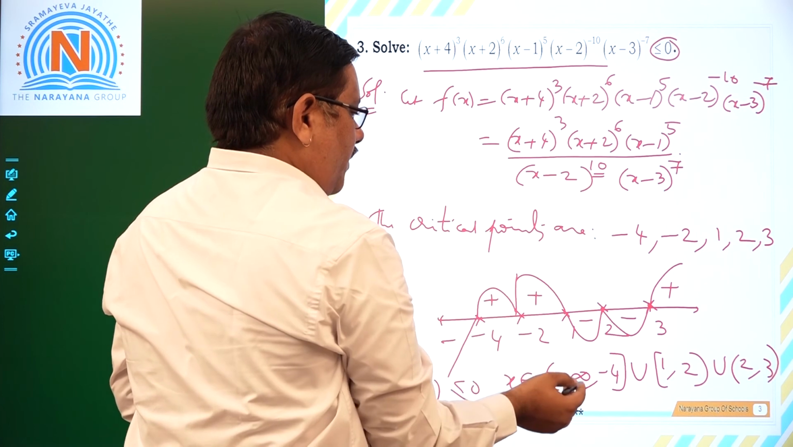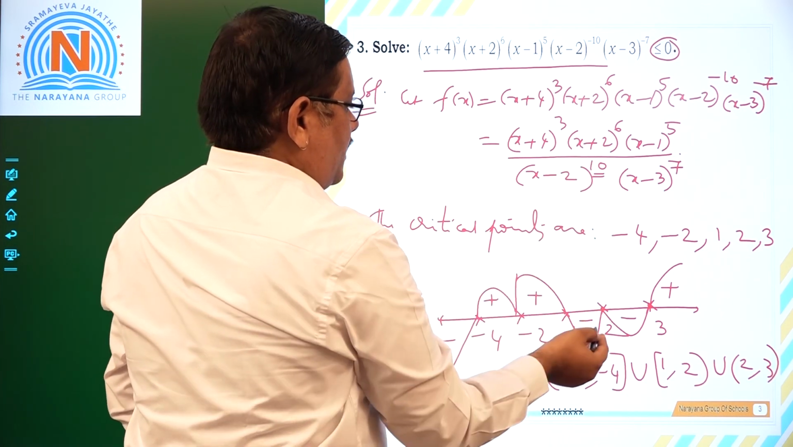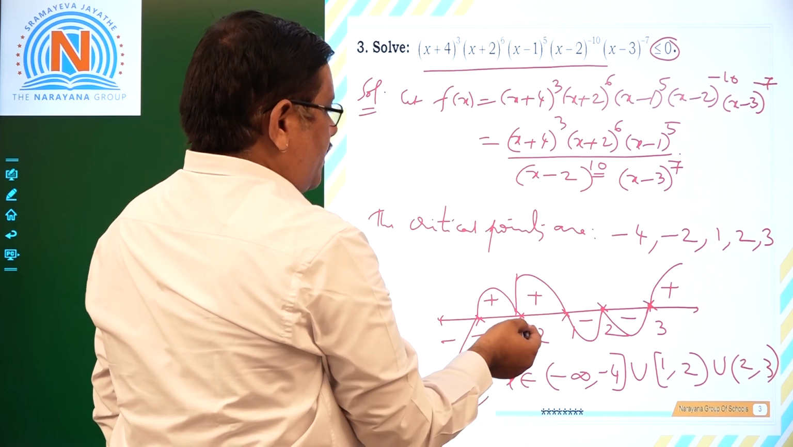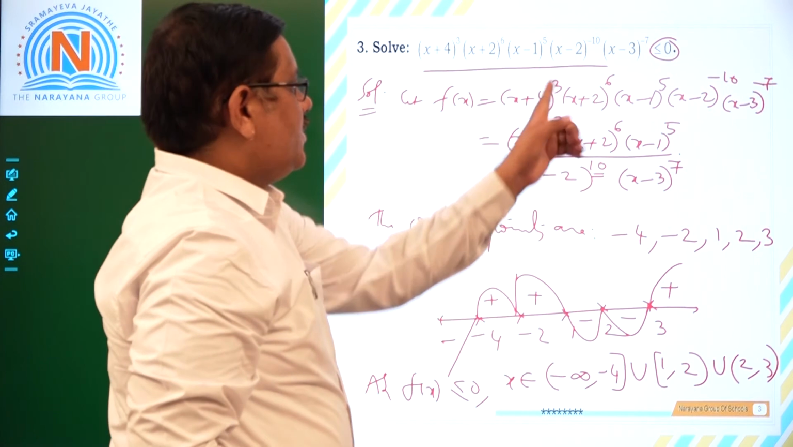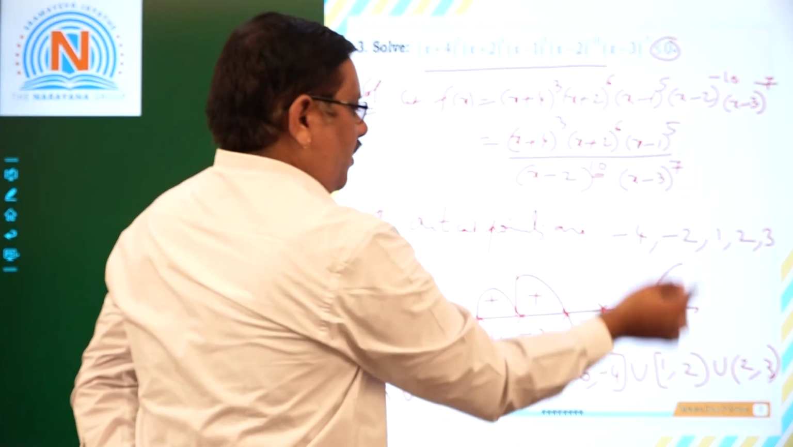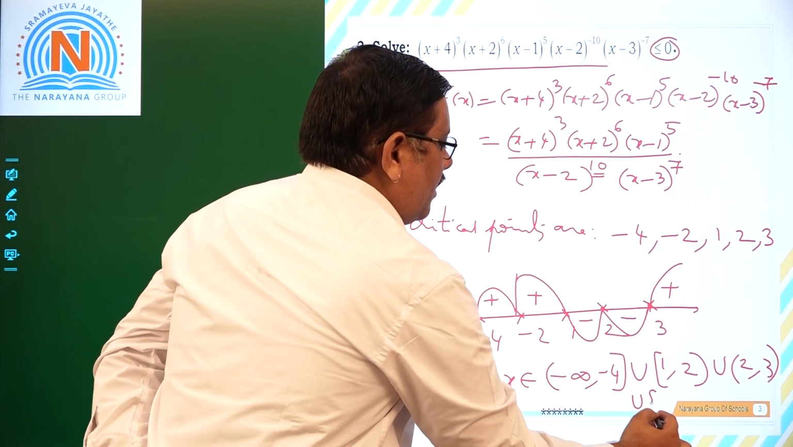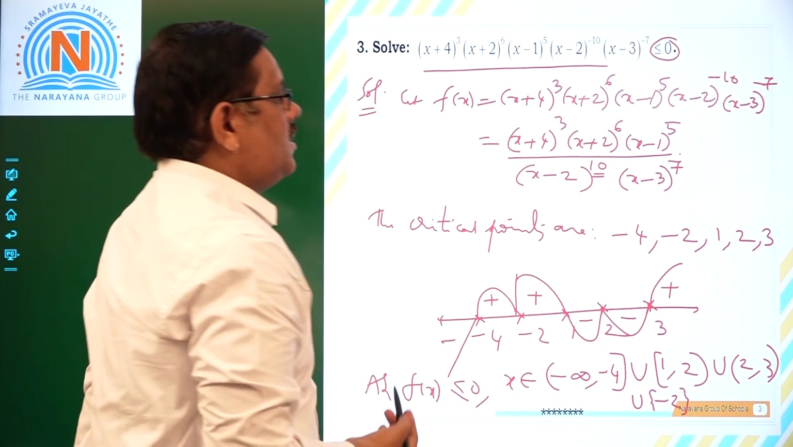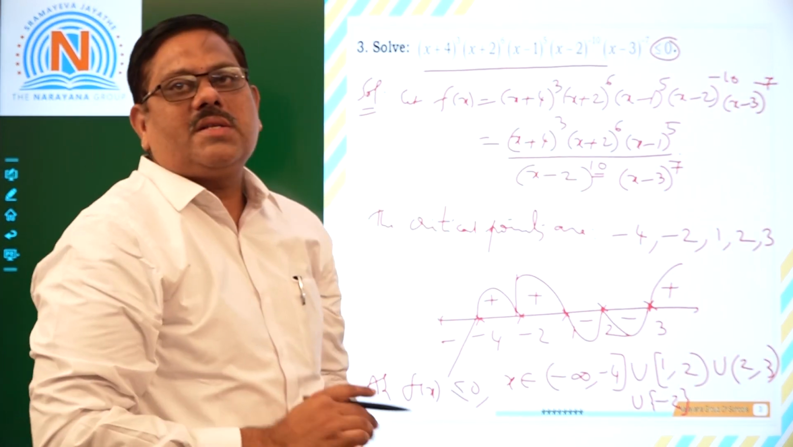x minus 2 also we have to take. Minus 2 anyway. x as minus 2. Yes, minus 2 here we have to consider, because for minus 2 it is 0. Okay? Minus 4 is considered, 1 is considered, minus 2 also we have to take. So union minus 2. That also we have to take, because if x is minus 2, x plus 2 becomes 0, the inequality expression becomes 0.